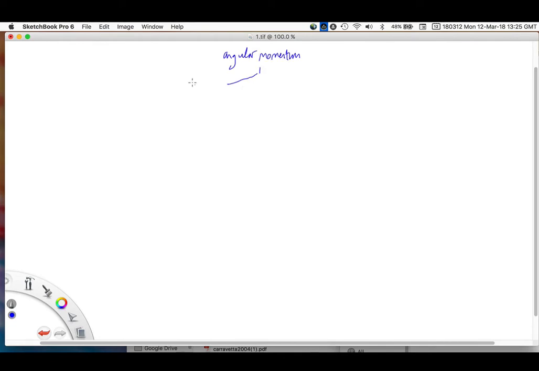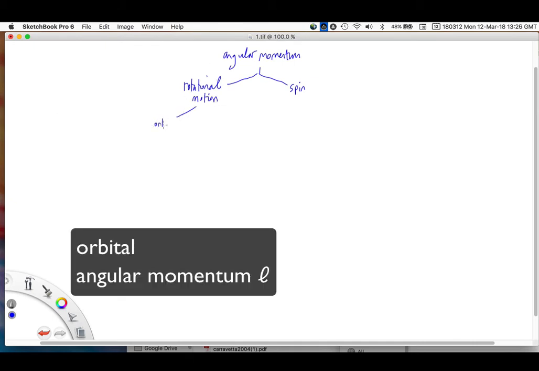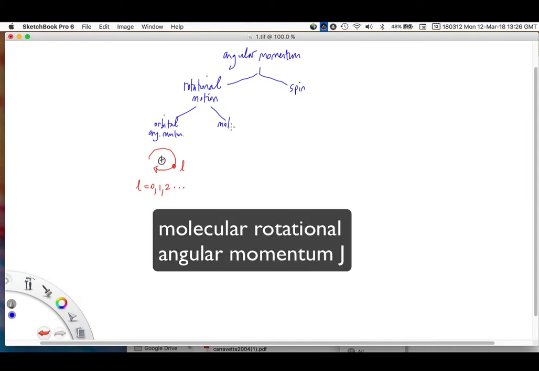We have angular momentum due to rotational motion, and we have angular momentum which is intrinsic to a particle, which is called spin. And as we've seen, rotational motion can include orbital angular momentum, for example, for an electron going around a nucleus in a hydrogen atom, and that's described by a quantum number which is called L and takes values 0, 1, 2 and so on. We can have angular momentum due to molecular rotation when we have a molecule which rotates in space, and this can also be quantized and is described by a rotational angular momentum which is usually called capital J, and which also takes values 0, 1, 2 and so on.